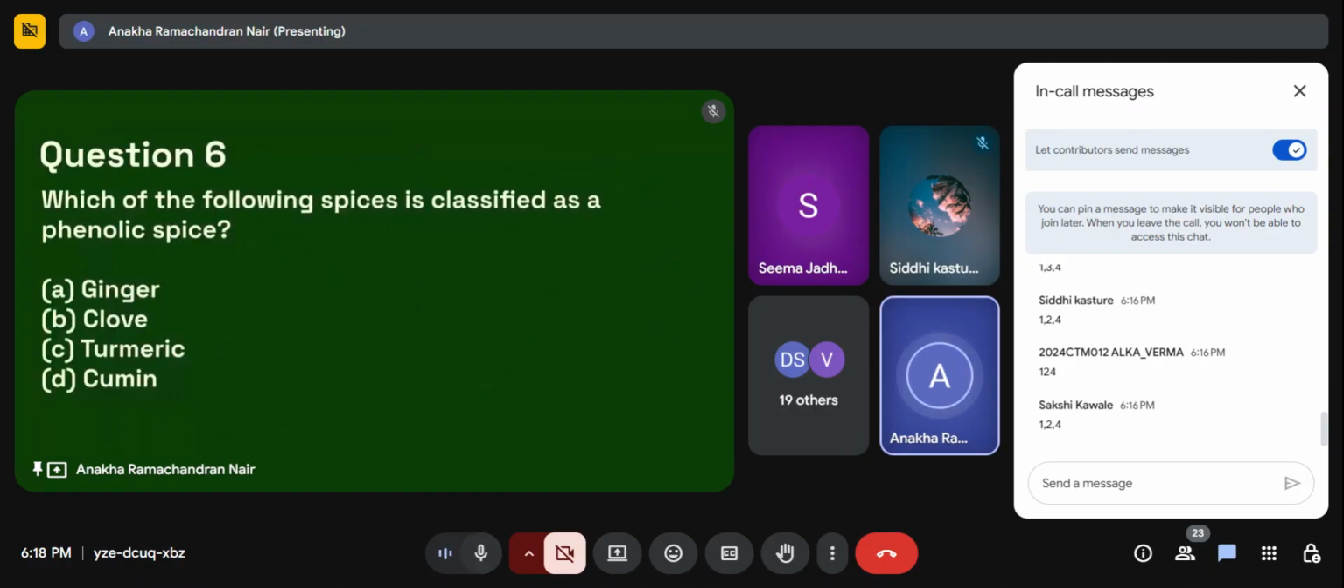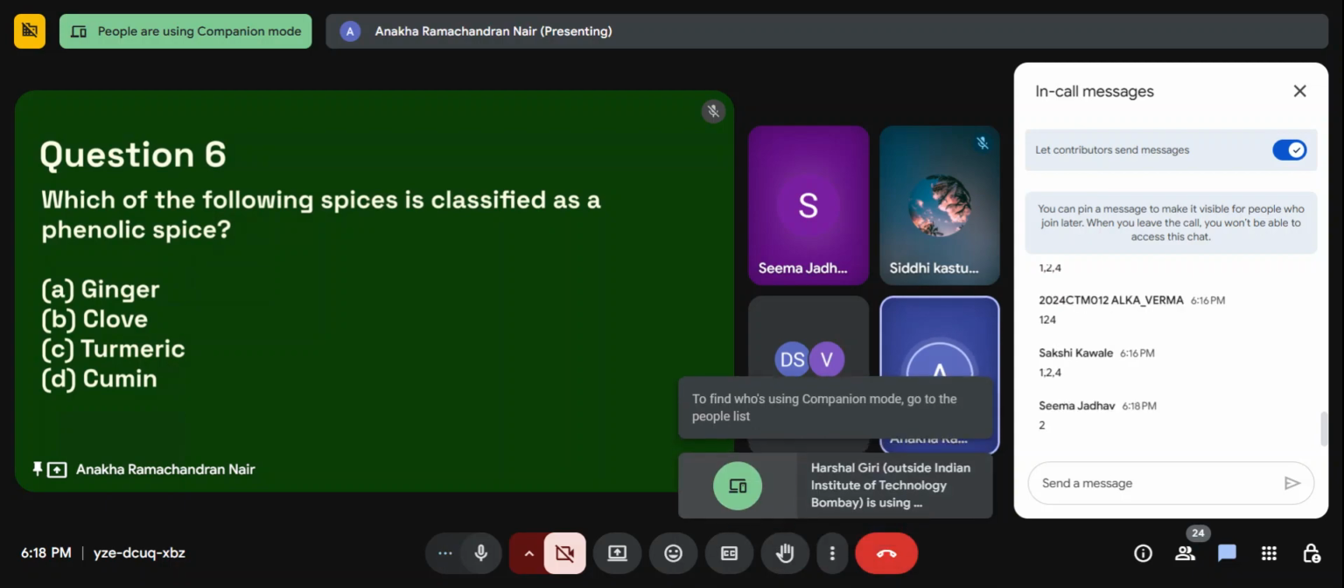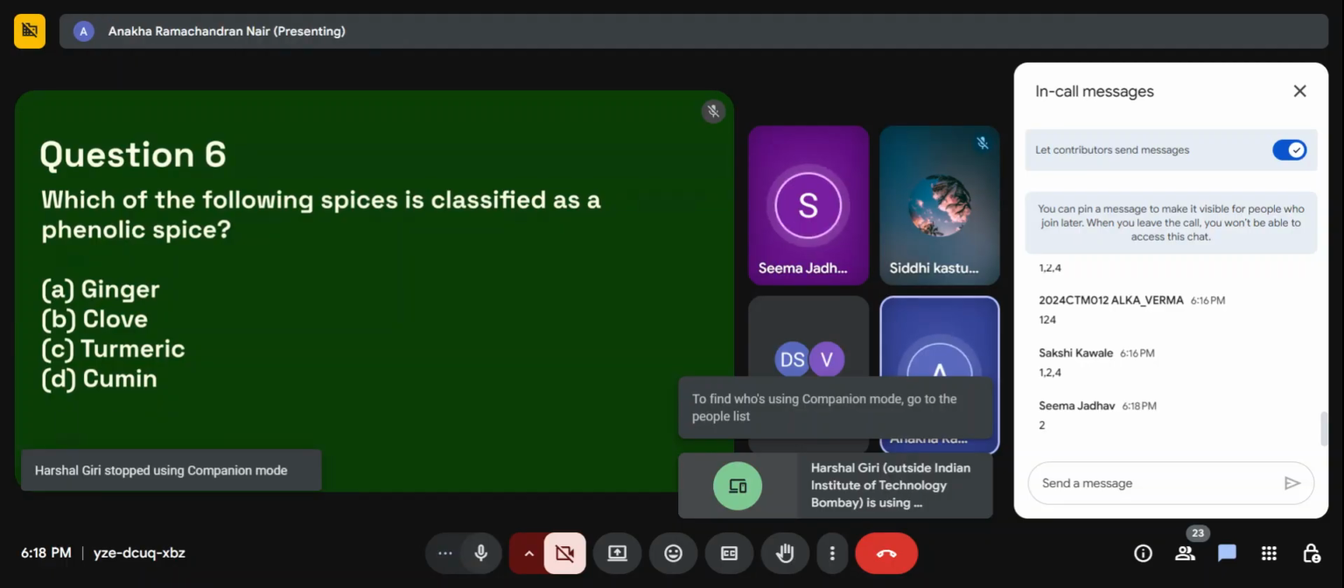So let's move on to question number 6. Question number 6 is, which of the following spice is classified as a phenolic spice? Right. And if you remember your chemistry, you will remember the structure of a phenol, right? So there are four options: ginger, clove, turmeric, and cumin.